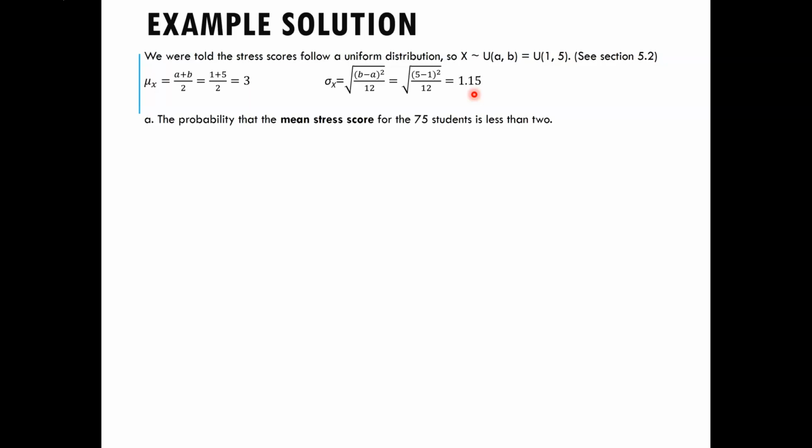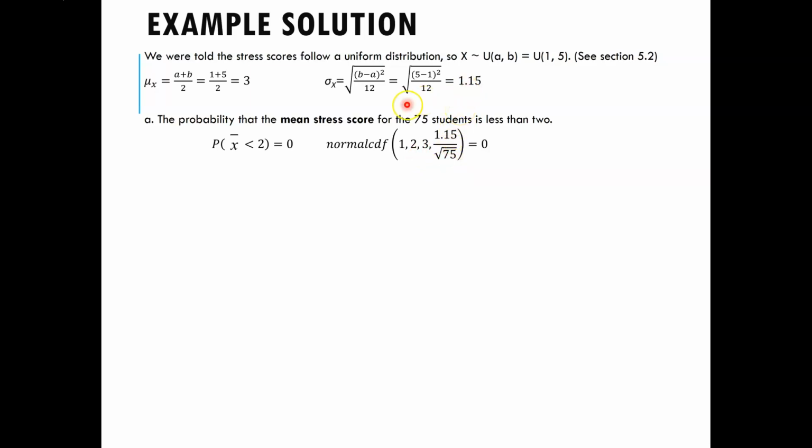So for A, it says find the probability that the mean stress score for the 75 students is less than 2. Now, if it's less than 2, I'm going to do a normal CDF. Remember, when you want the percentile, you do the inverse norm. When you want a probability, you do the normal CDF. All right, but look at the numbers that we have here. We have our lowest number, which is 1. We have our highest number, which is 2. We have our mean, which is 3, and this is not that standard deviation right there.